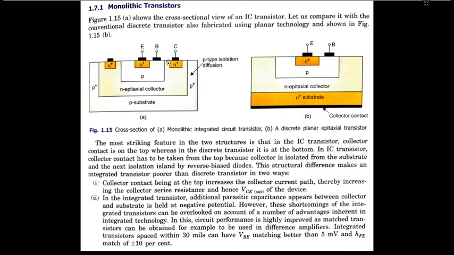Over here it is taken from the top, that means from here to here, throughout the path the electron has to travel, and therefore it is offered a little bit more resistance for the collector current, or the resistance offered by the collector in series would be more compared to the discrete transistor.